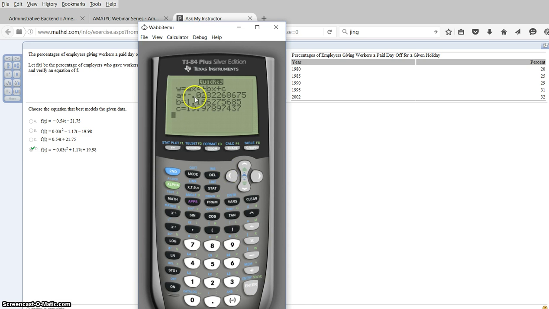And here's our answer. A is -0.03, B is 1.17, and C is 19.98.